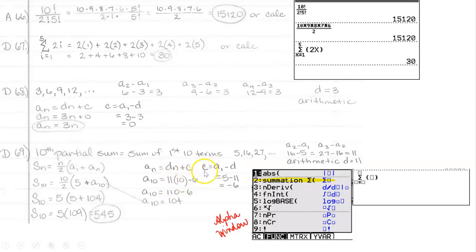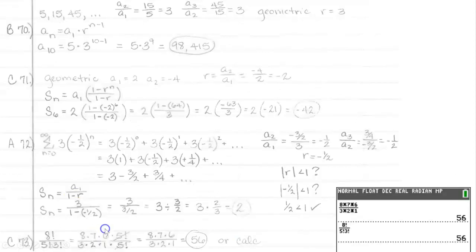And then c is just our first term. So the first term was 5 minus the constant difference, which was 11. So c is going to be negative 6. So negative 6 in for c. So that's going to give us 110 minus 6, or 104. That is our 10th term. So that's what's going to go right here for a sub 10. So 104 plus 5 is 109 times 5 is going to give us 545.